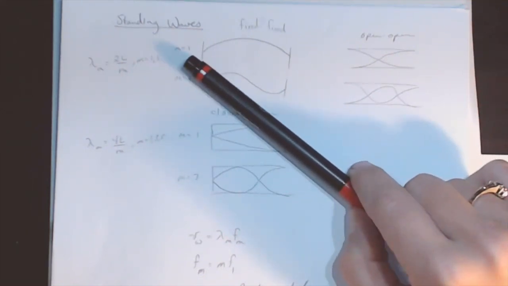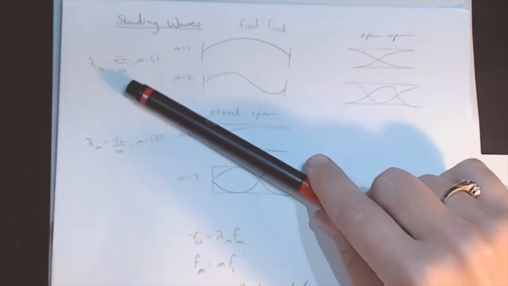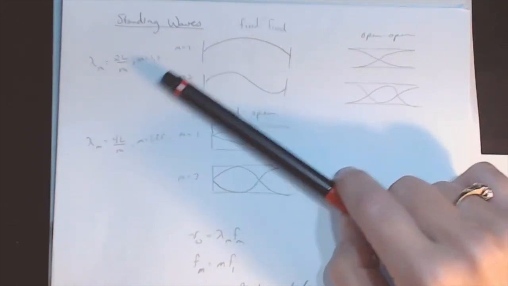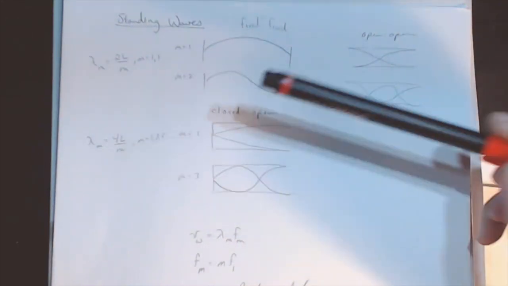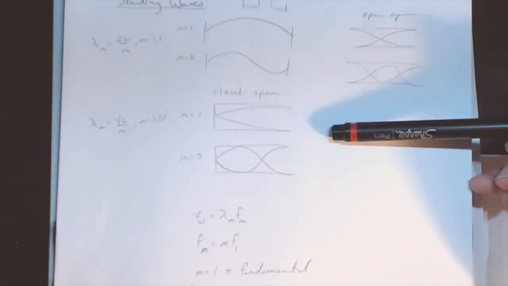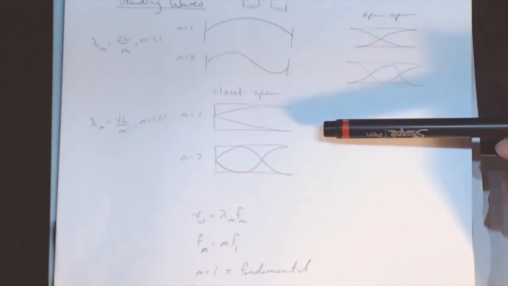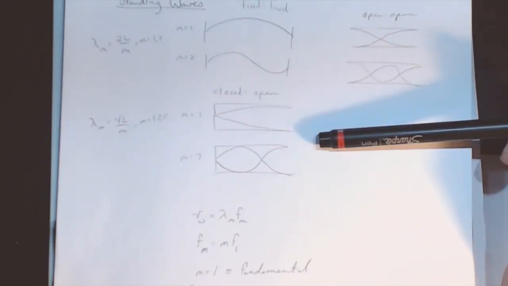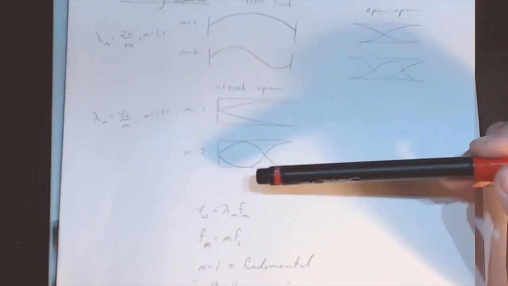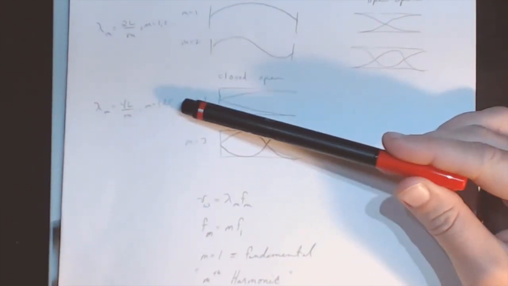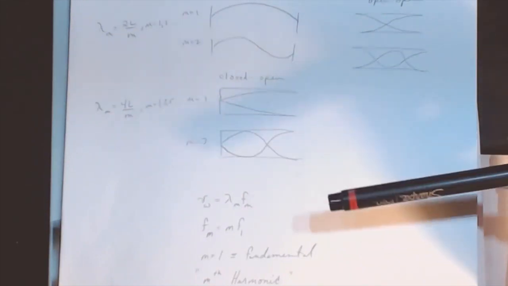M equals 1, 2, 3, 4. And when you look on your equation sheet, it'll be the one that has all the m's available. 2L over m, where m is 1, 2, 3, dot, dot, dot. The other option is the closed open, where you have different end types. This would also be valid for the fixed free. And in this case, you only get odd values of m.